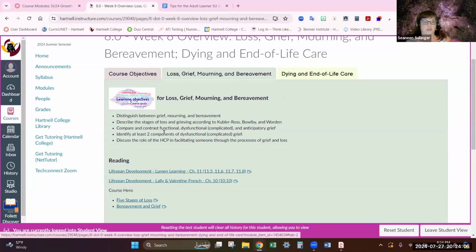And then compare and contrast functional, dysfunctional, or complicated and anticipatory grief. And then identify at least 2 components of dysfunctional or complicated grief so that you can recognize it. And finally, discuss the role of the healthcare provider in facilitating someone through the process of grief and loss.